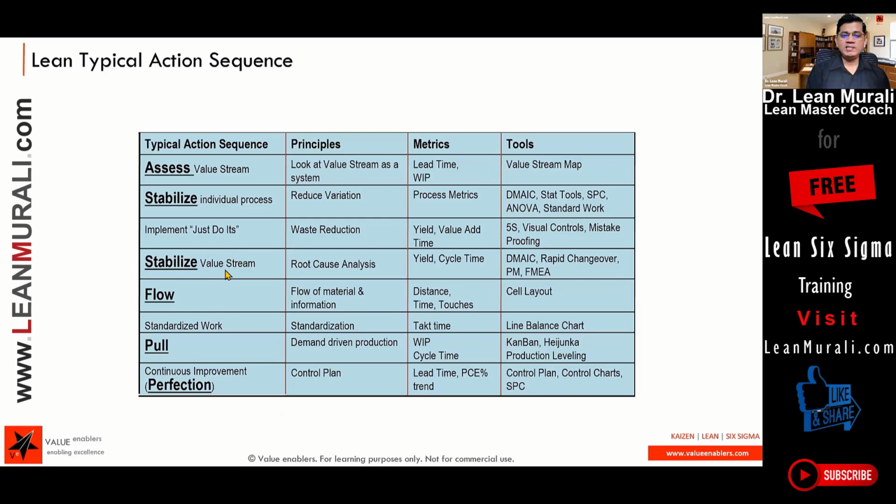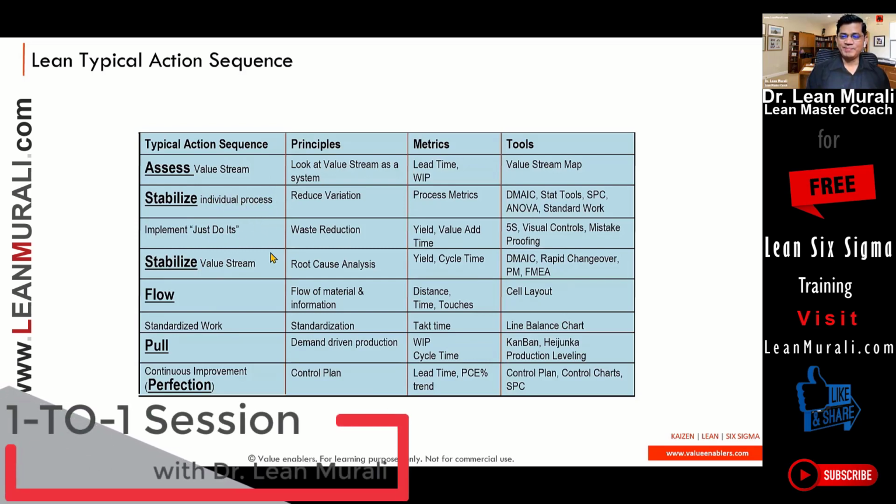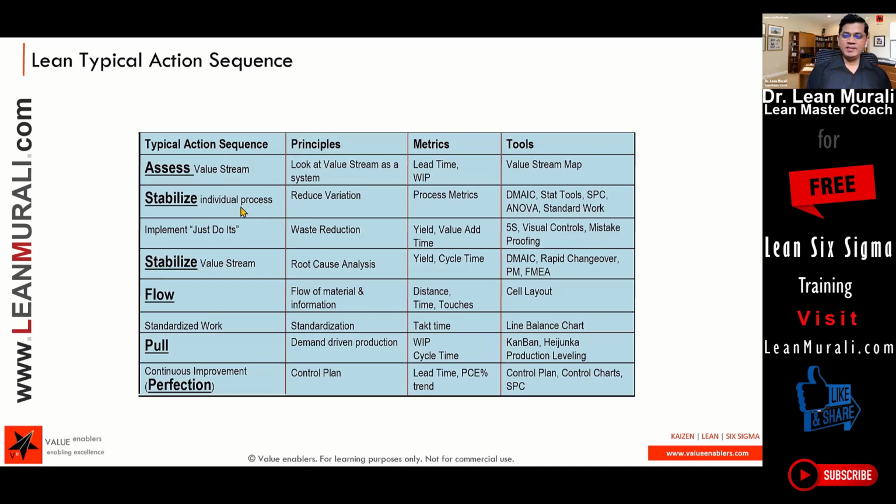Third, stabilize the value stream. So if implementing just-do-it is clear, now after stabilizing the individual process, these two have to be done parallelly. This is called a top-down approach. This is called mostly a bottoms-up approach. I call this a top-down approach because this might require some high-level things like DMAIC, statistics. We are hurt by the process output. The process output hurts us.